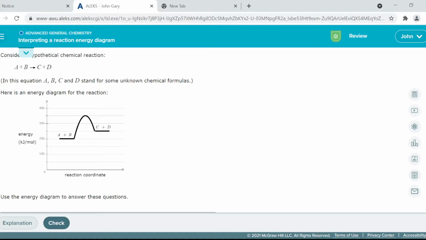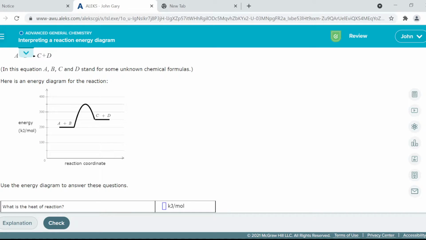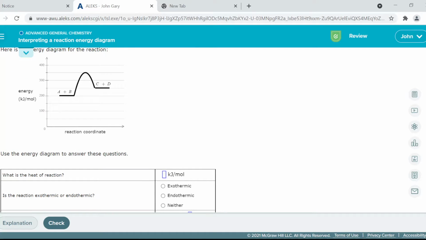The fact that this line here for A plus B is lower than the one for C plus D, and you see I have some numbers on my y-axis over here. That's 200 kilojoules per mole at A plus B. So that's how much heat is tied up in A plus B. And then it's about 250 at C plus D. So that means the heat goes up. That must be an endothermic process. If heat goes up, it's an endothermic process. If heat goes down, it's an exothermic process.